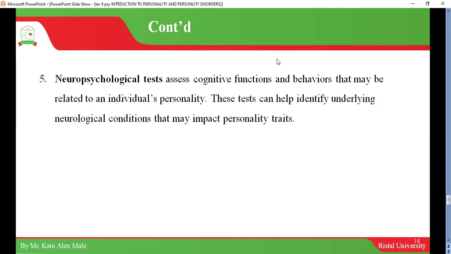We have the neuropsychological tests. These assess cognitive functions and behaviors that may be related to an individual's personality. So these tests can help identify underlying neurological conditions that may impact personality traits. This individual might be depressed, might have mania, might be convulsing, might have delusions and hallucinations. And once we assess these neurological conditions, we try to tell why individuals are behaving with such and such a personality.